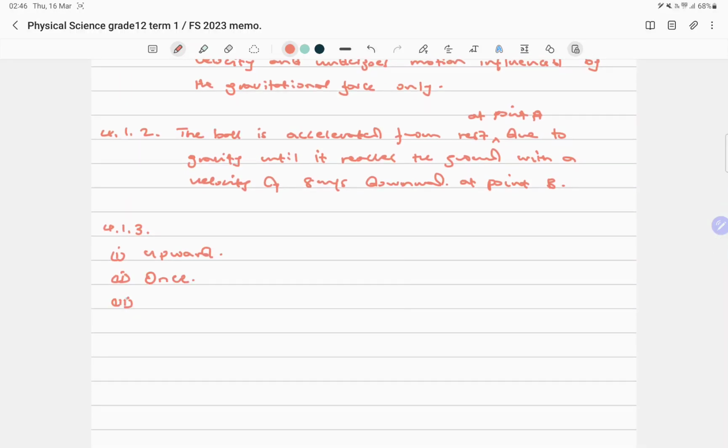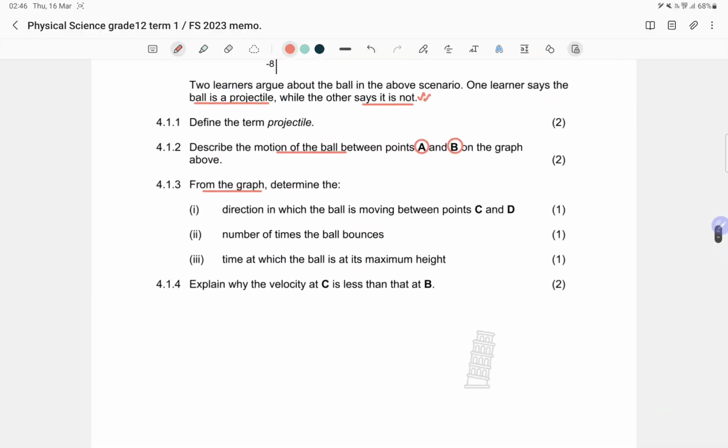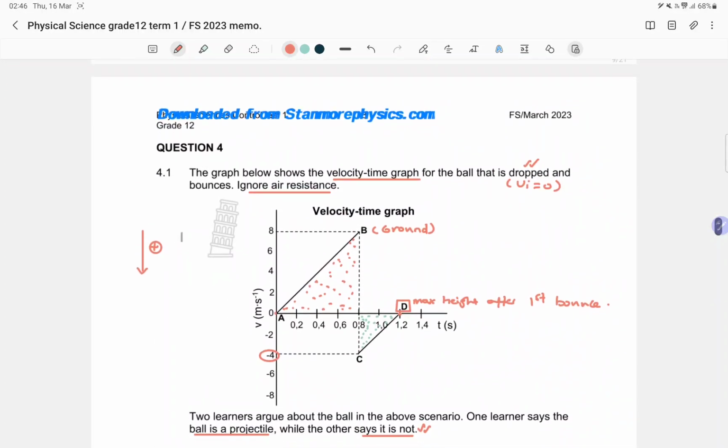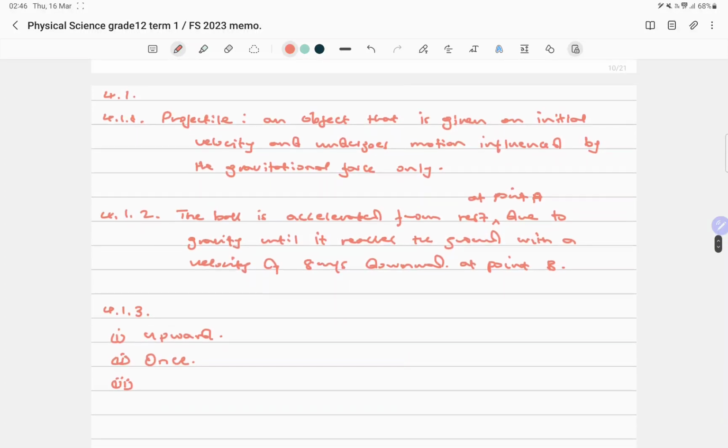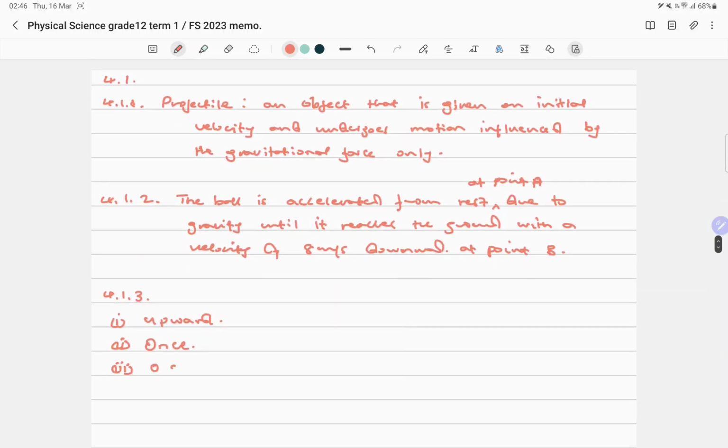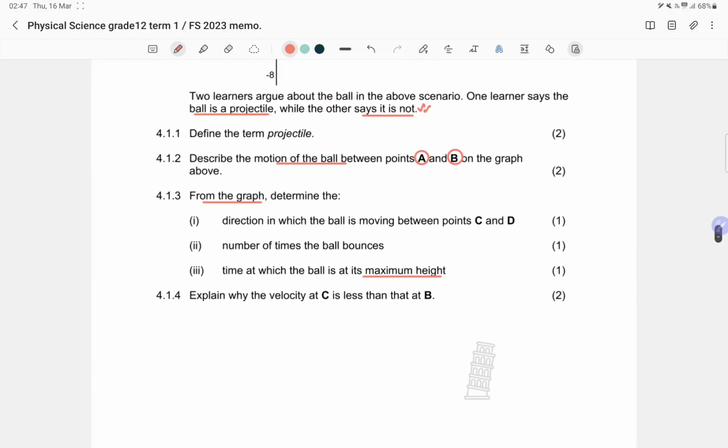From the graph, of course, but it may have continued to bounce as many times as it wanted. Okay, now here it says the time at which the ball is at its maximum height. Remember, maximum height is the highest position this ball has reached. So for me, it will be at 0 because that is the highest height this ball is at in the system. So we can say 0 seconds. That is the highest.